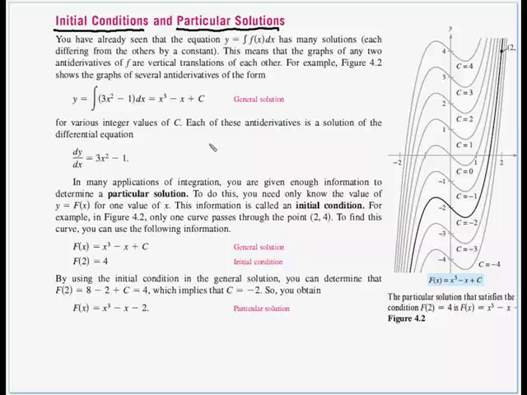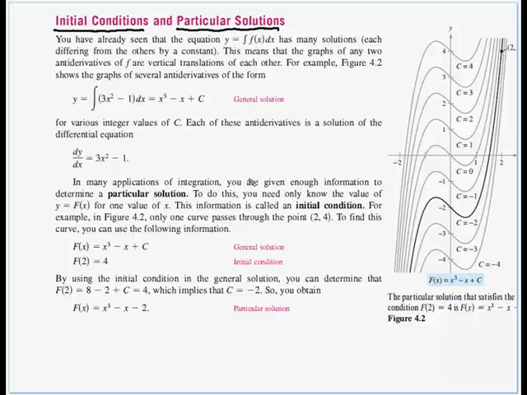Each of these antiderivatives is a solution of the differential equation 3x squared minus 1. So we look, each of these light gray graphs is a general solution, x to the third minus x plus c. And there's infinitely many of them.